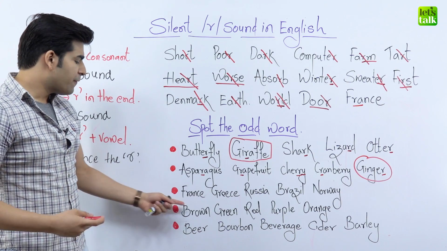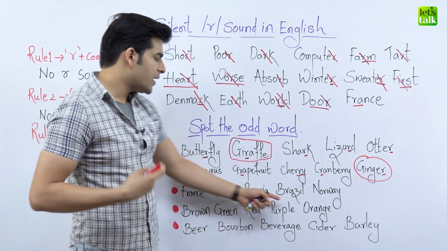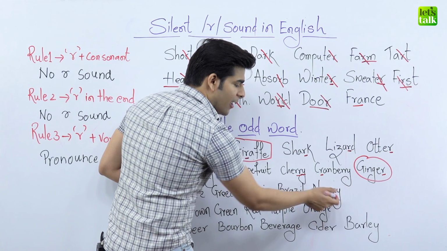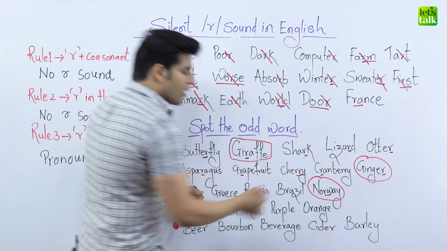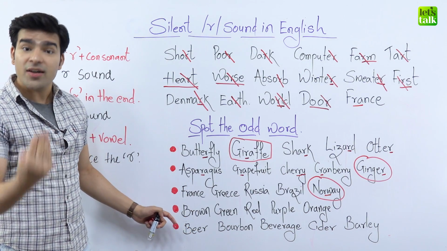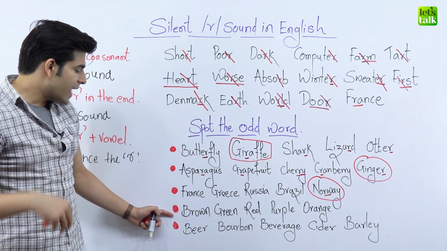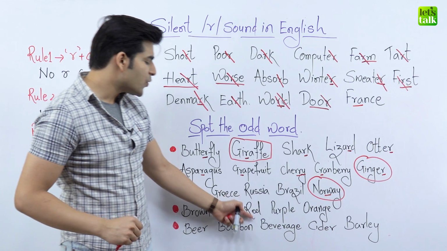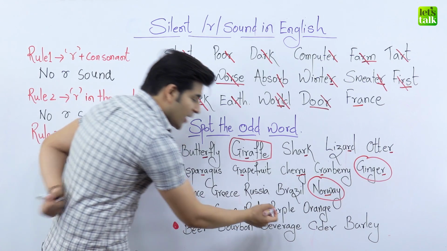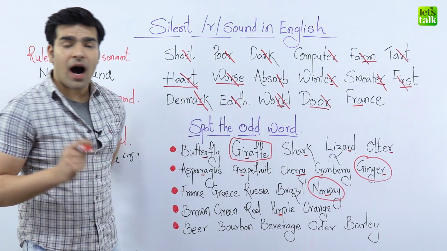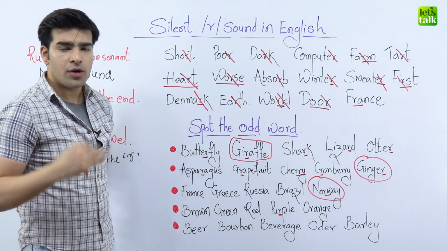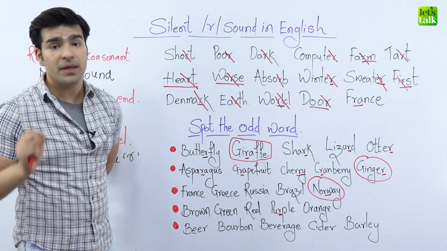Names of the countries: France, Greece, Russia, Brazil, and Norway. When it comes to Norway, there is no vowel after the R, and we do not pronounce the R sound in the word Norway. Next list is brown, green, red, purple, orange. The color purple: R has a P sound following it, and so we do not pronounce R. Purple, not purple.